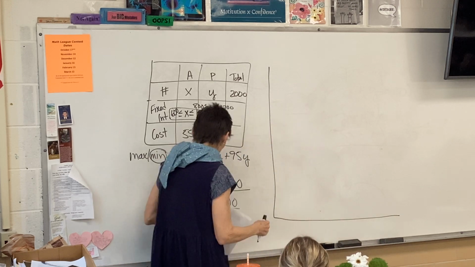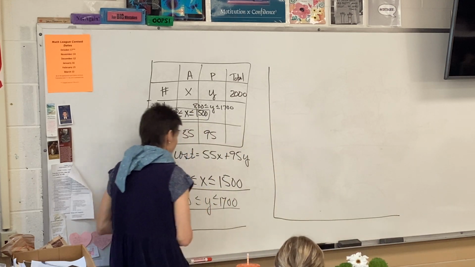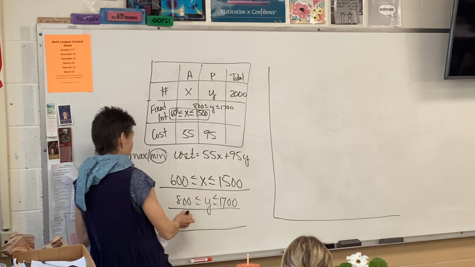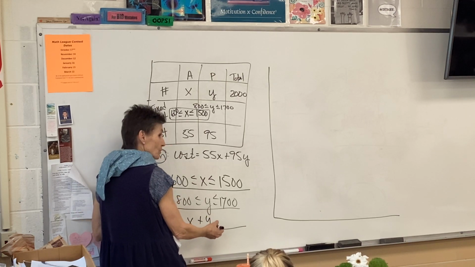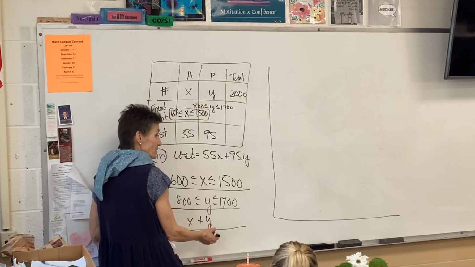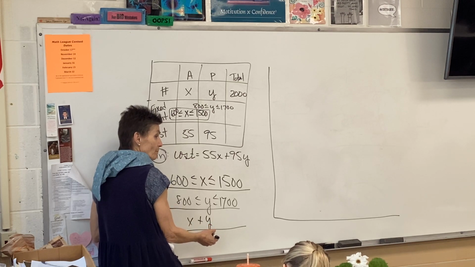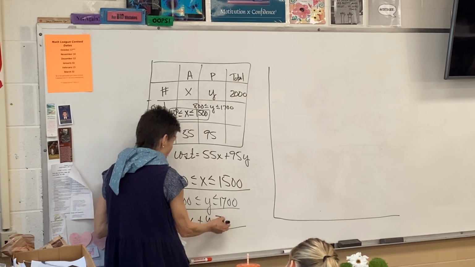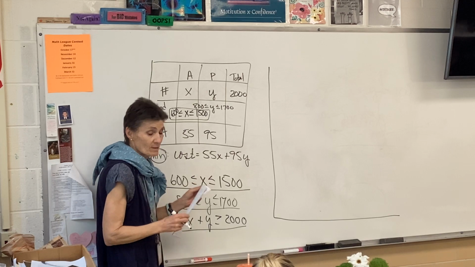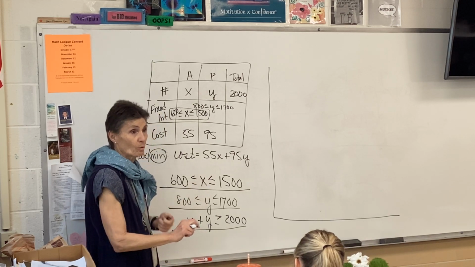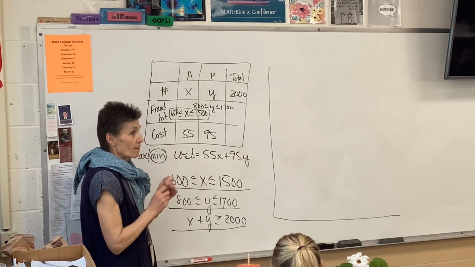All right, what else do I need to graph? Is there anything else that I need to graph? X plus y doesn't equal 2,000. What does the problem say? What word does the problem say? Has to be at least 2,000. So it's greater than or equal to 2,000. Greater than or equal to.